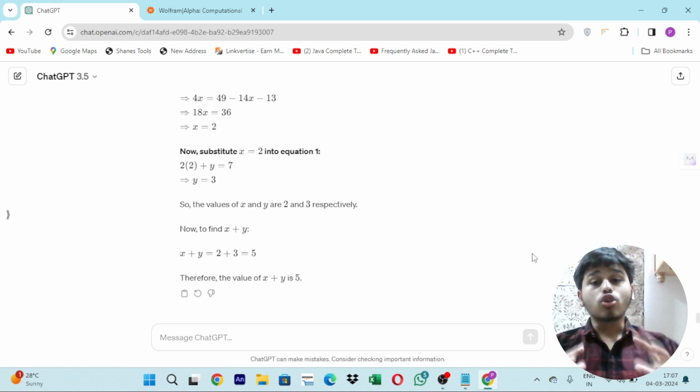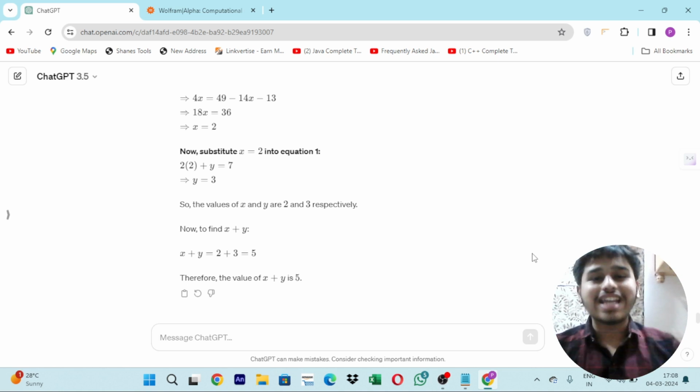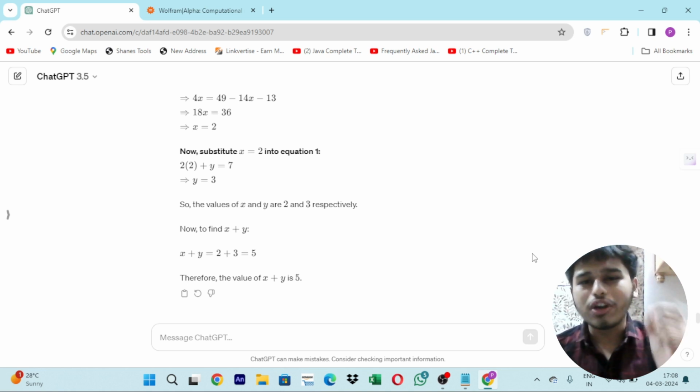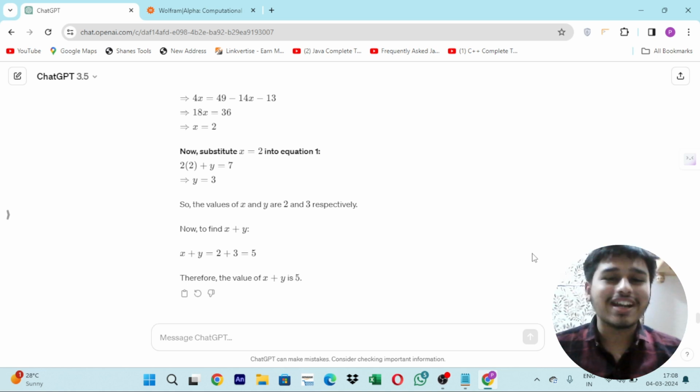Okay, so there you have it. ChatGPT and Wolfram Alpha can be powerful allies in your journey to mastering maths and science. Remember, don't be afraid to experiment and have fun while learning.